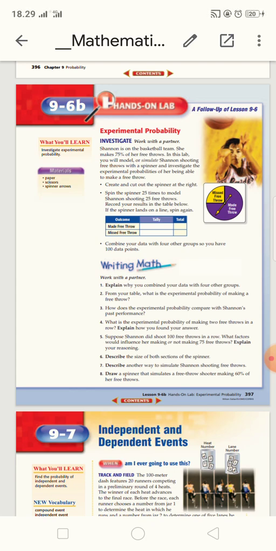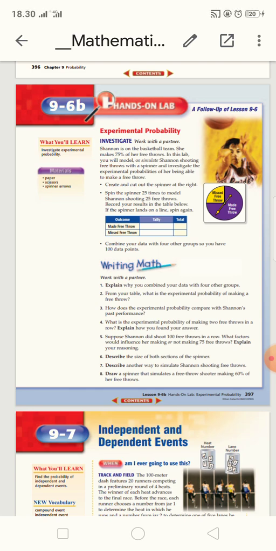Experimental probability. Investigate with a partner. Shannon is on the basketball team. She makes 75% of her free throws. In this lab, you will model or simulate Shannon shooting free throws with a spinner and investigate the experimental probability of her being able to make a free throw.